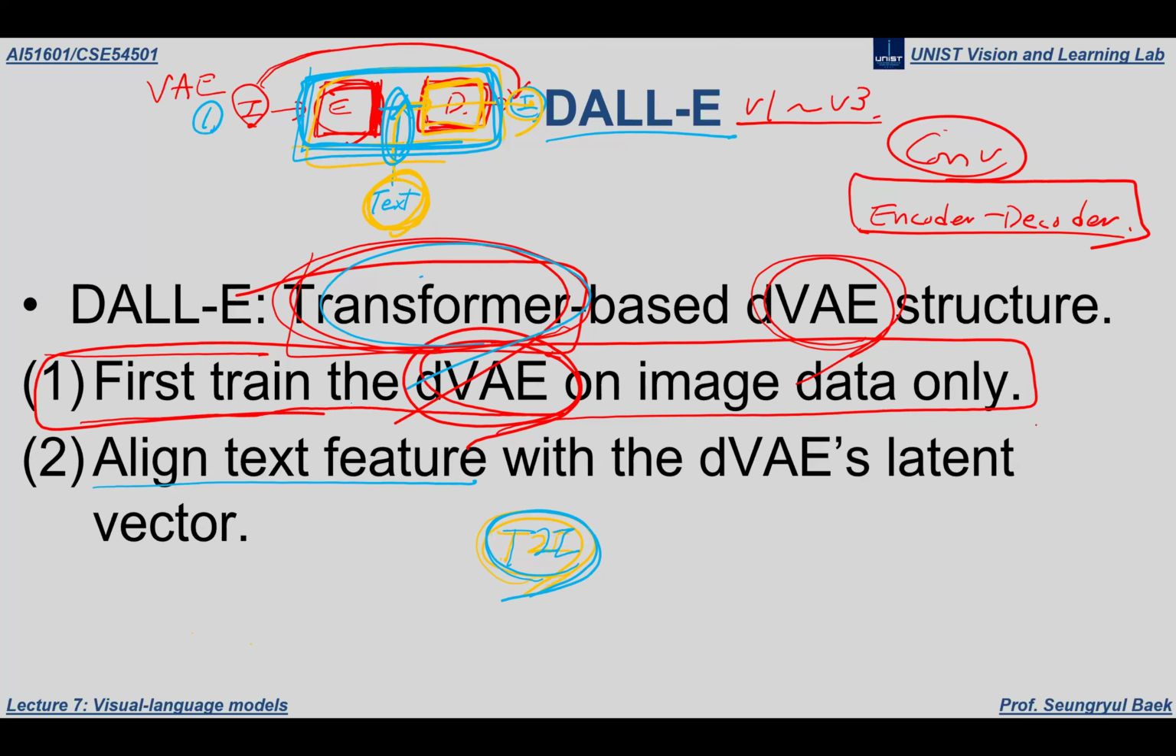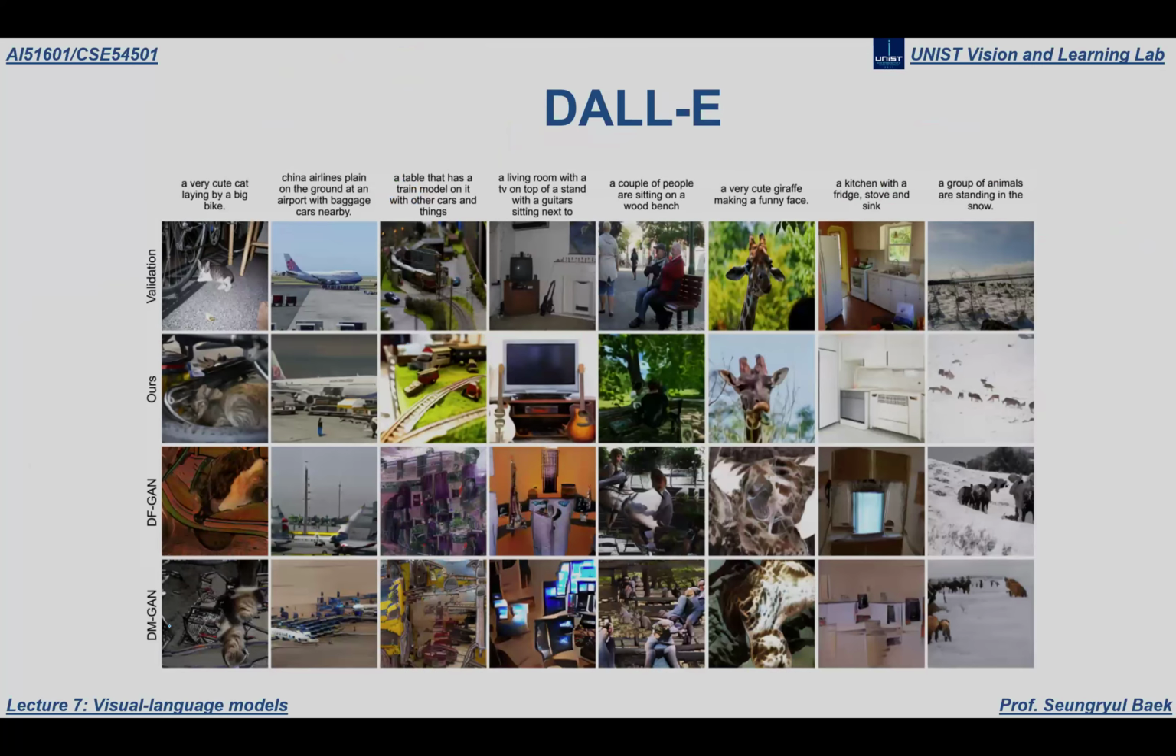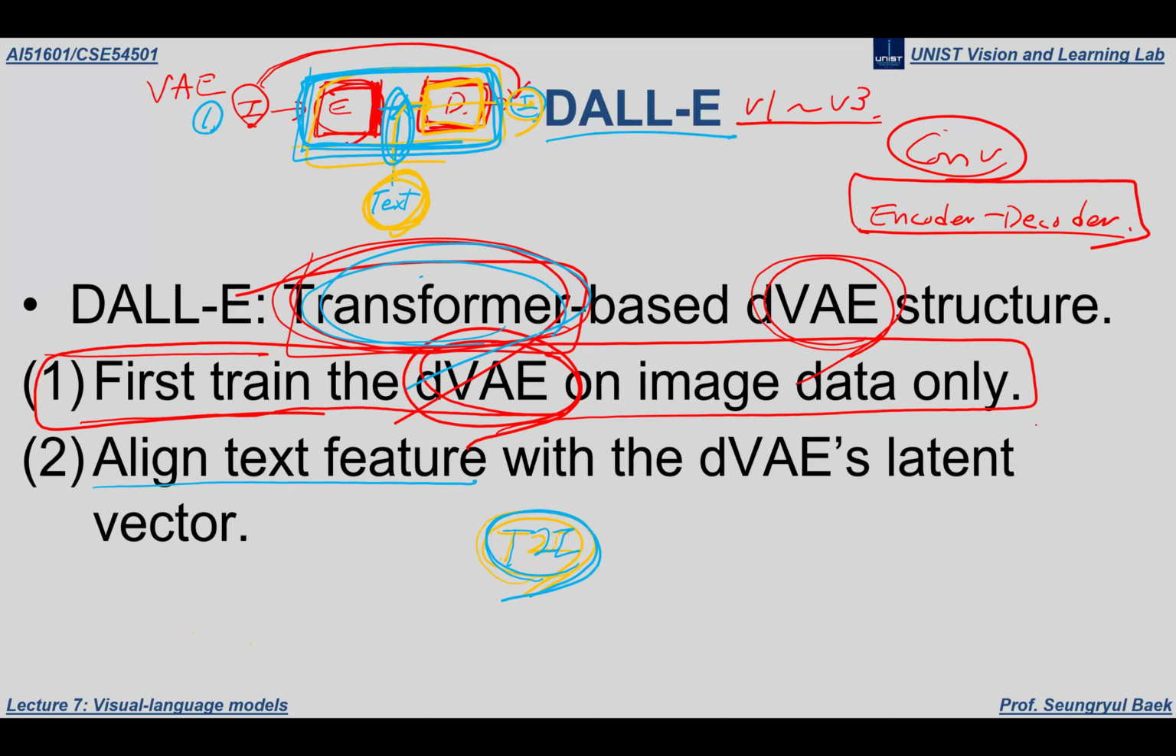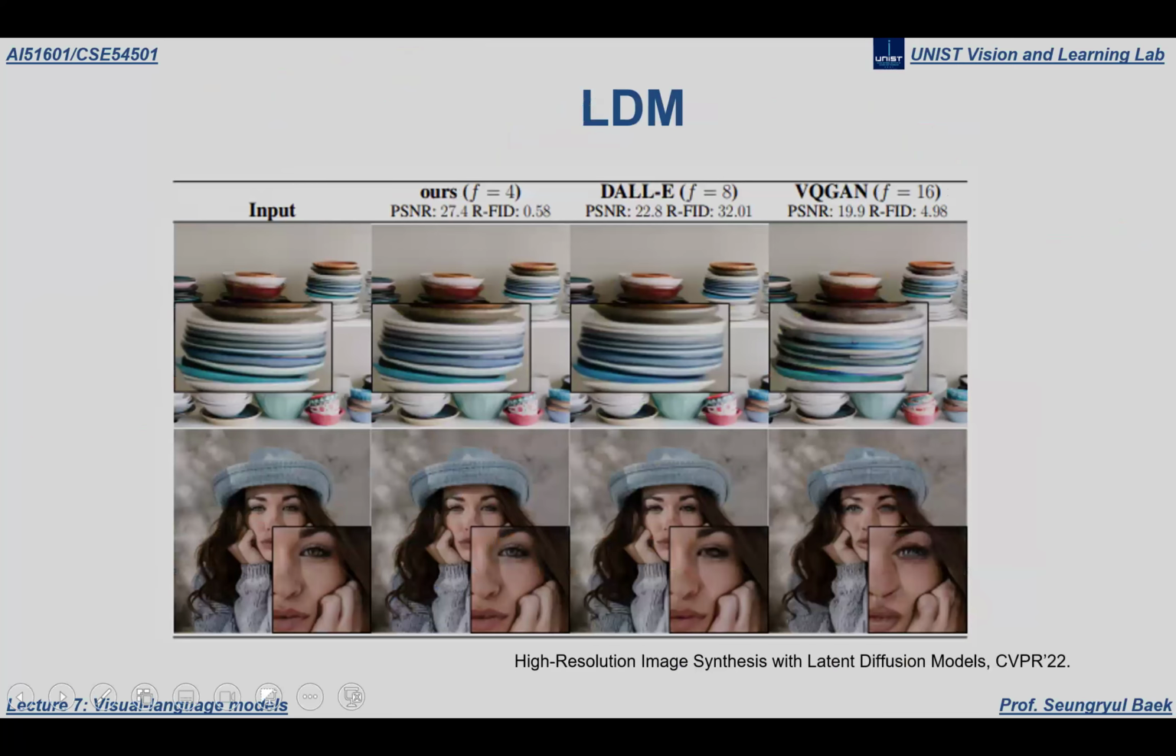The main thing why DALI works better than the previous GAN method is that they are using many data sets and also using the transformer-based architecture. Okay, that's the difference. And they are producing better accuracy.